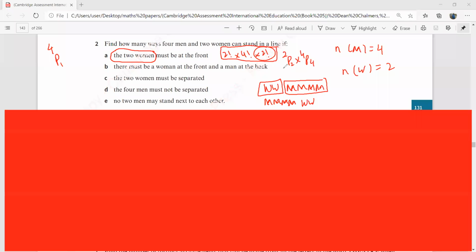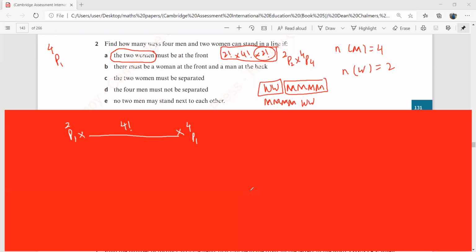Okay. So now can I move to this B part now? It says there must be a woman at the front and a man at the back. Yeah, for this you are absolutely right, because 2p1 at the front and 4p1 at the back. And in between we have 3 men and 1 woman standing in any order. So that is going to be 4 factorial. So this is 2p1 times 4 factorial times 4p1. Okay, so that was absolutely right.